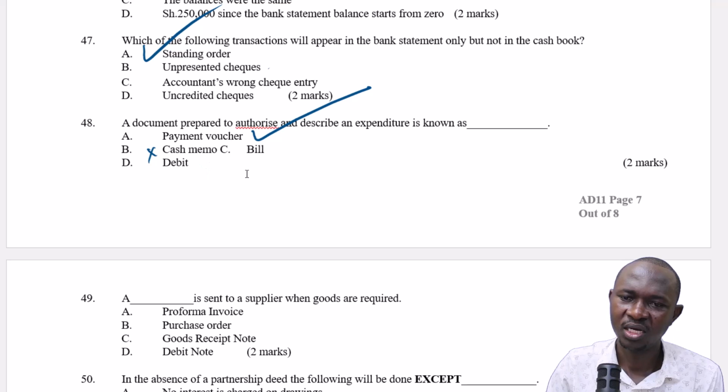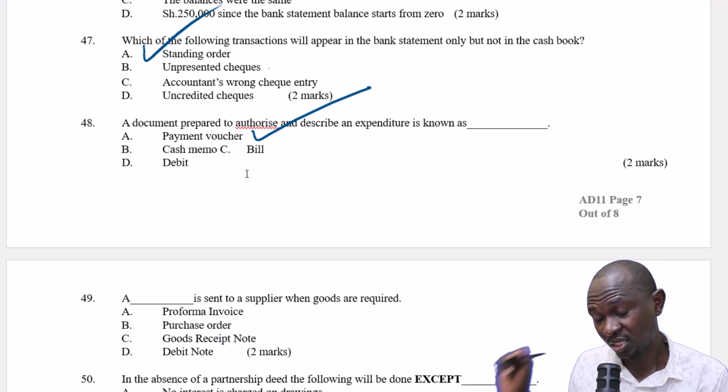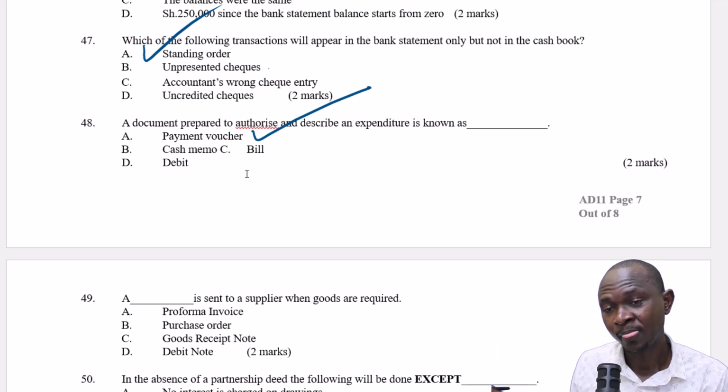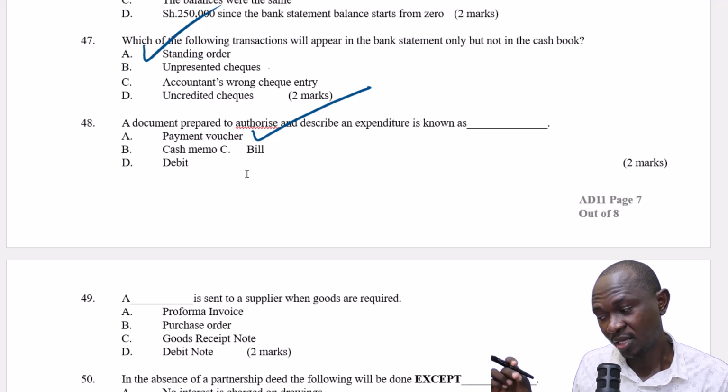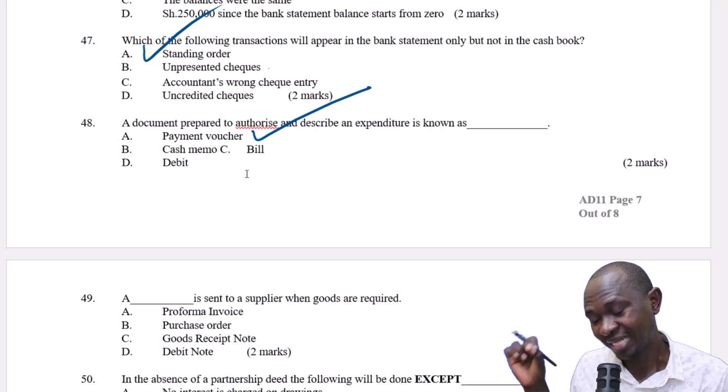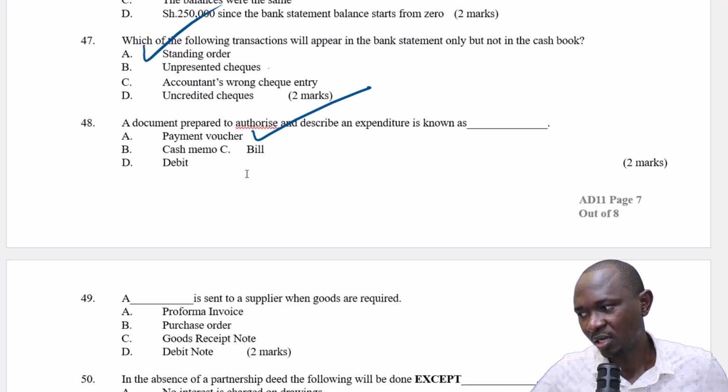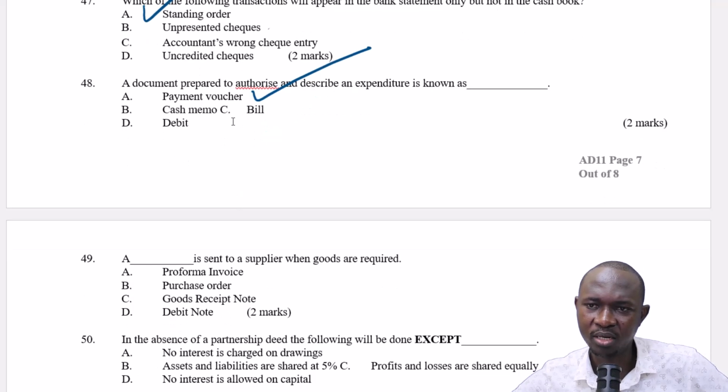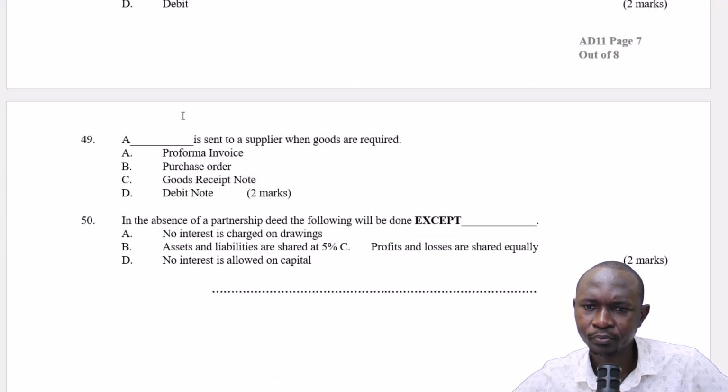Payment voucher is used to authorize and describe an expenditure, because in a payment voucher you'll have to describe the expenditure, the date, and the authorized signature must sign against a payment voucher to allow that money to be paid. So it's a payment voucher.